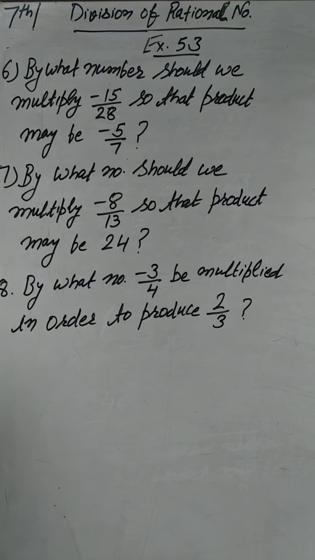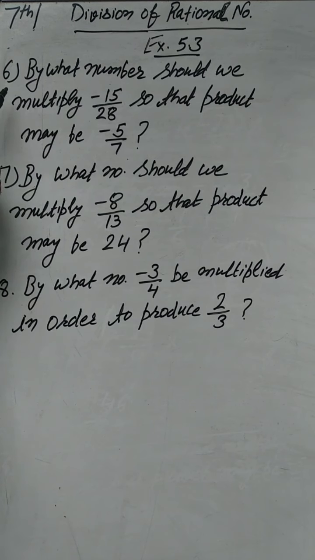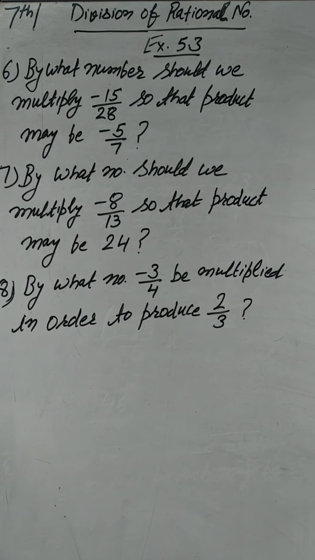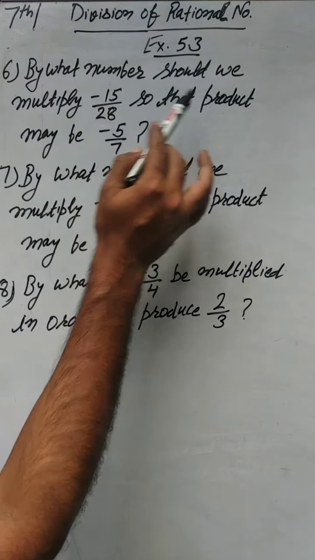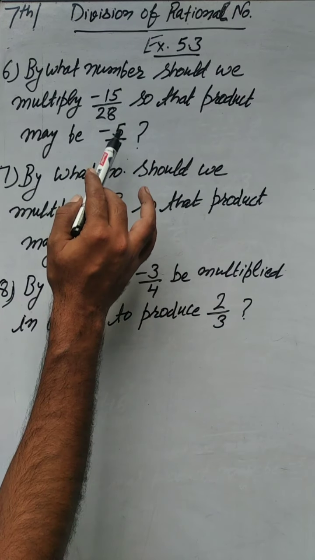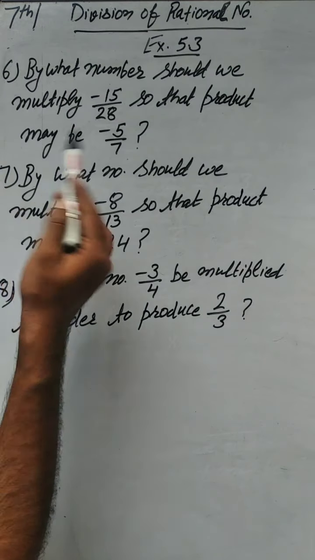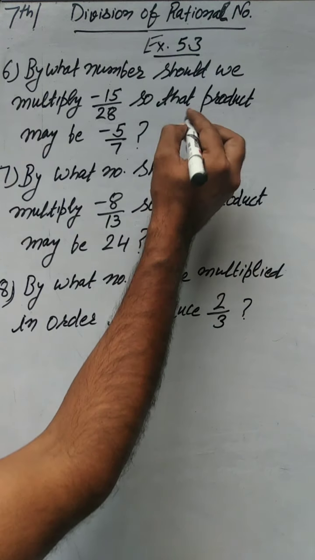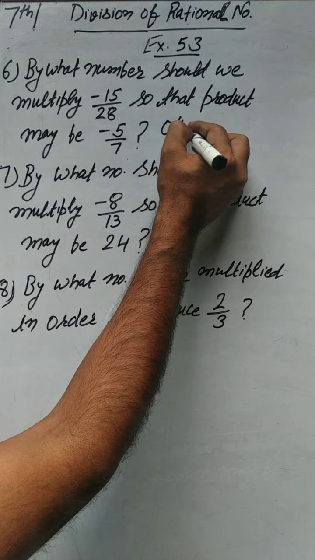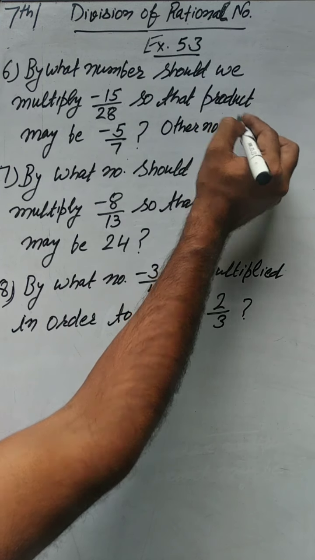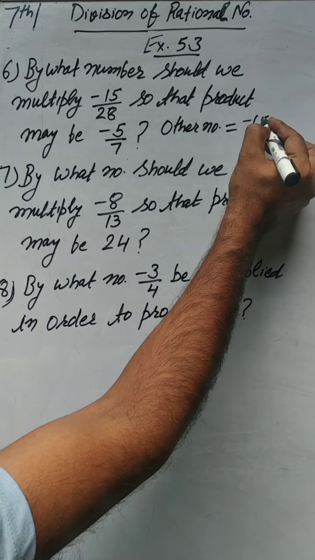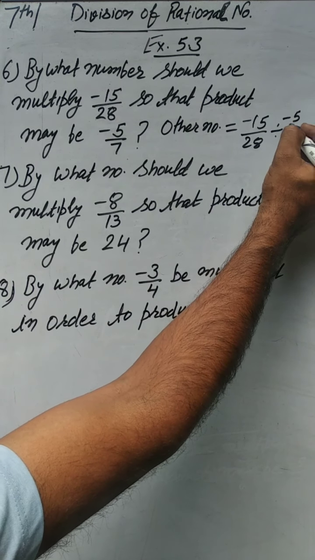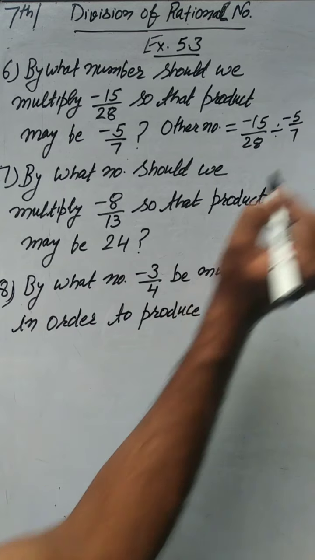Yes beta, question 6th is also similar to question 5th; 6th, 7th and 8th are similar questions you have to try by yourself. The 6th is, by what number should we multiply minus 15 upon 28 so that the product may be minus 5 upon 7? It means you have to find the other number. And same as the previous question beta, the other number will be equal to minus 15 upon 28 divided by minus 5 upon 7.